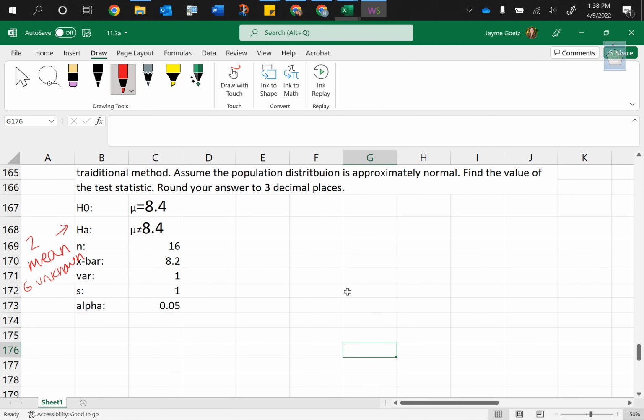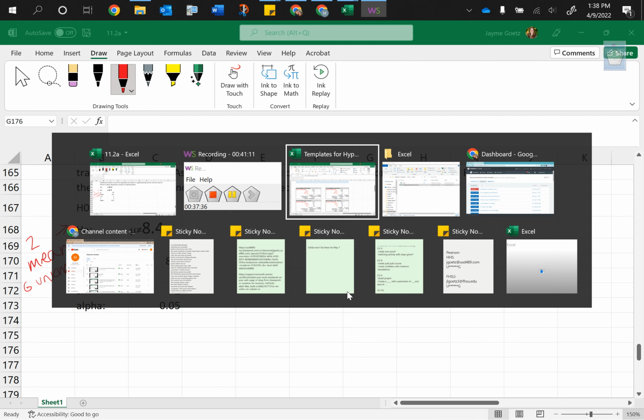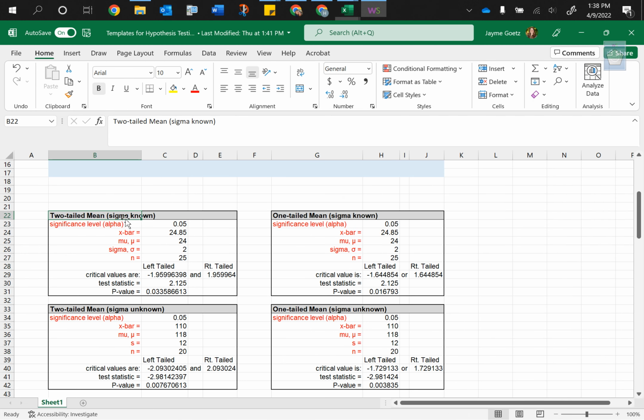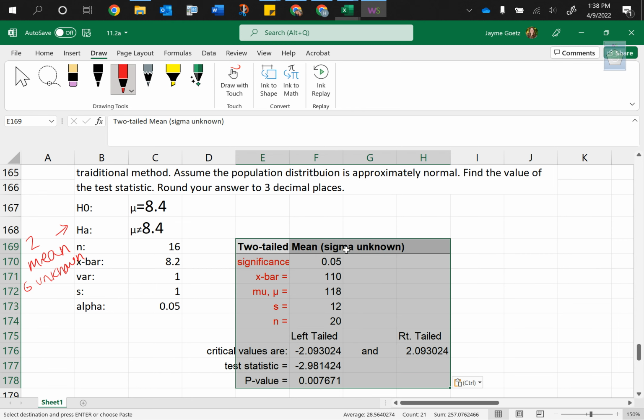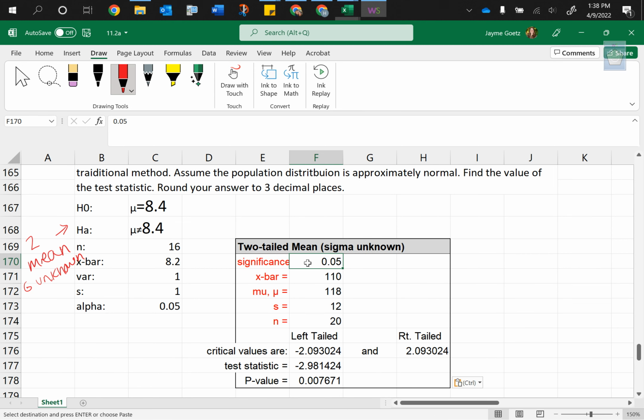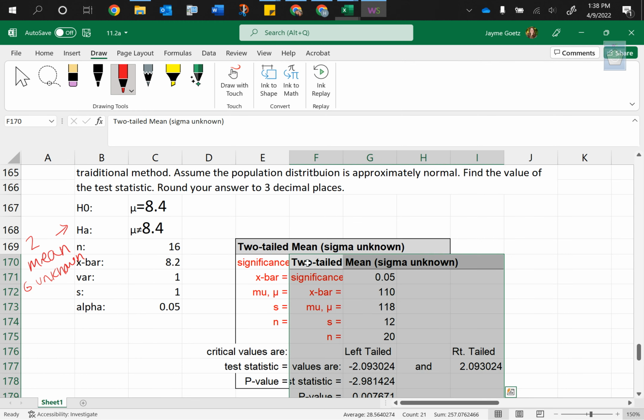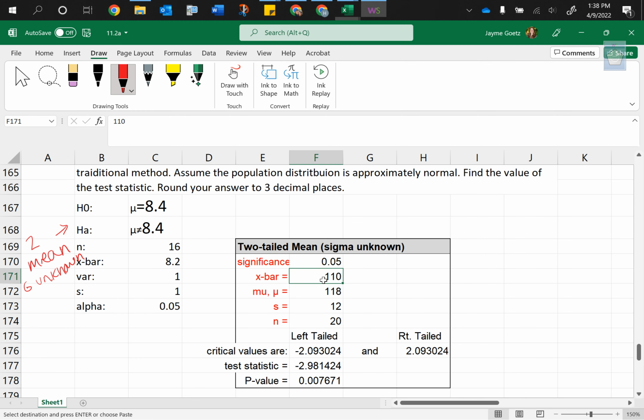Let's go to my template, and we want a two-tailed mean, sigma unknown. So here's my two-tailed mean, sigma known. This is one-tailed mean, so I'm going to have to go down. Two-tailed mean, sigma unknown. So I'm going to highlight this guy right here. That's what I want. Copy it. And I'm going to come in here and paste it. Two-tailed mean, sigma unknown. Let's put in our information. Significance level is 0.05. My X bar is 8.2. My mu was 8.4. My sample standard deviation here is 1. And my sample size was 16.